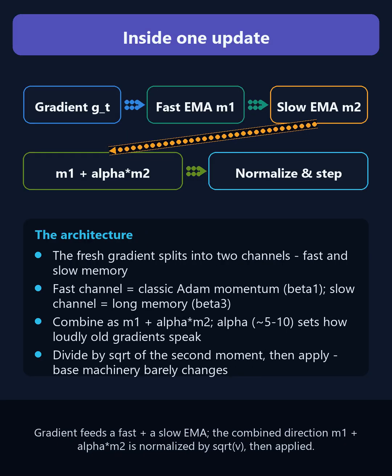Now the architecture, the data flow inside one update. The fresh gradient splits into two channels. The fast channel is the classic Adam momentum. The slow channel is a long memory average with beta 3. The two are combined as m1 plus alpha times m2, where alpha, often around 5 to 10, decides how loudly the old gradients speak. That combined direction is divided by the square root of the second moment, then applied.